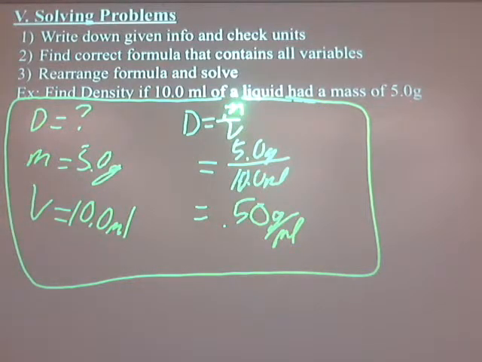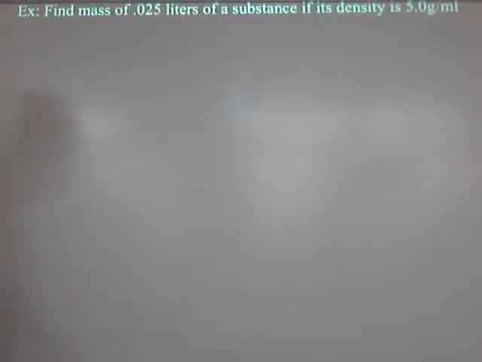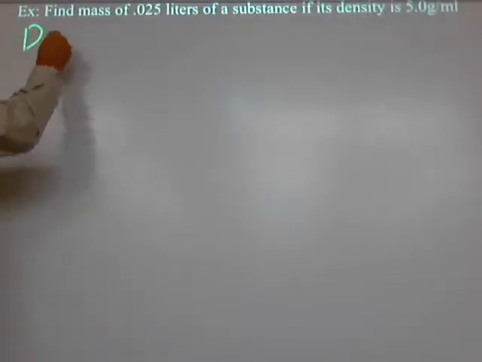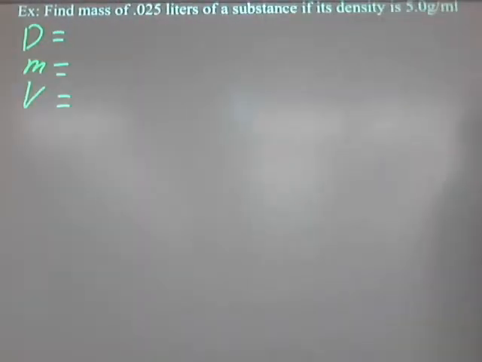Let's do another one. Make it a little bit harder. Okay? Try that one. Write that down. Find the mass of 0.025 liters of a substance if its density is 5.0 grams per milliliter. I'm going to do the same thing. Write down the given information.